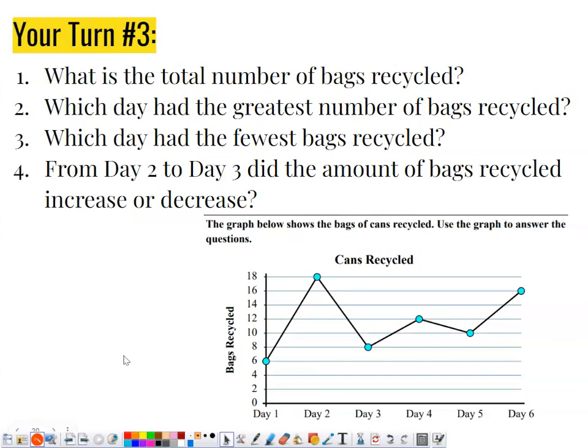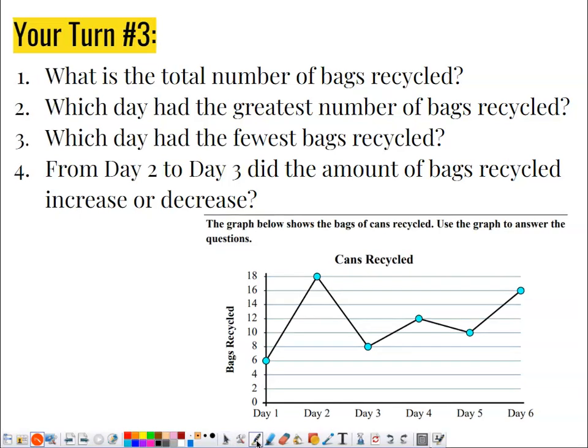And your turn, number 3. What is the total number of bags recycled? So you can see we have cans recycled. So what is the total number? Again, we have to go through all the days and add them up. So 6 plus 18 plus 8 plus 12 plus 10 plus 16. And we get an answer of 70. So we have 70 bags. Number 2, which day had the greatest number of bags recycled? We see that day 2 has that highest spike, so therefore it is day 2.